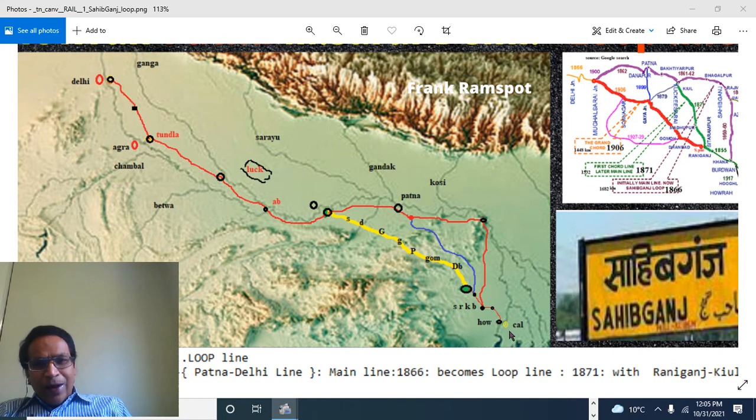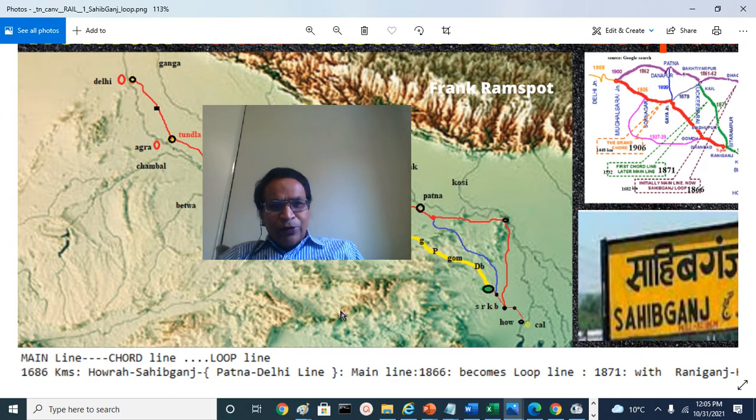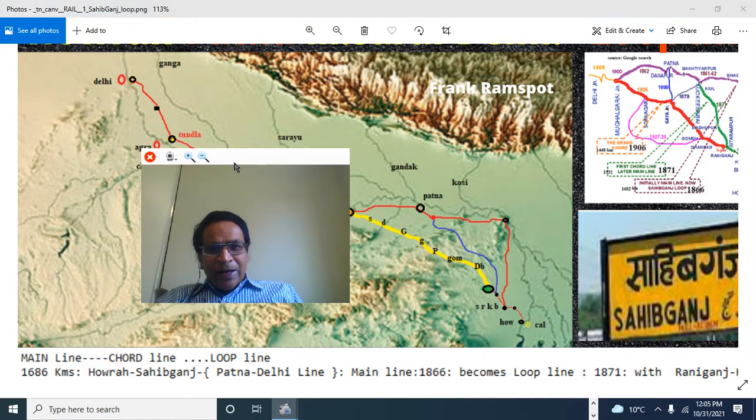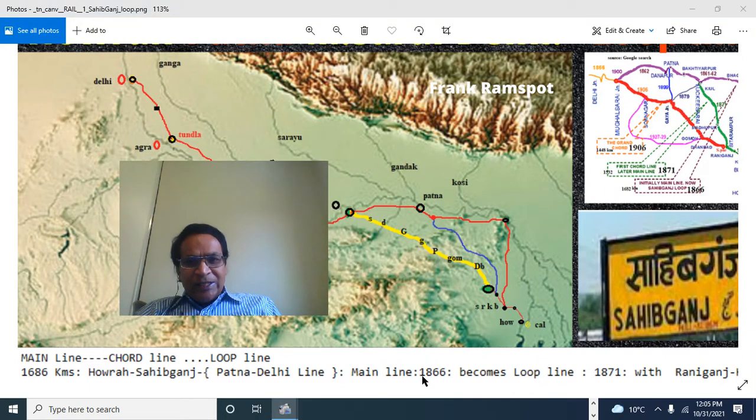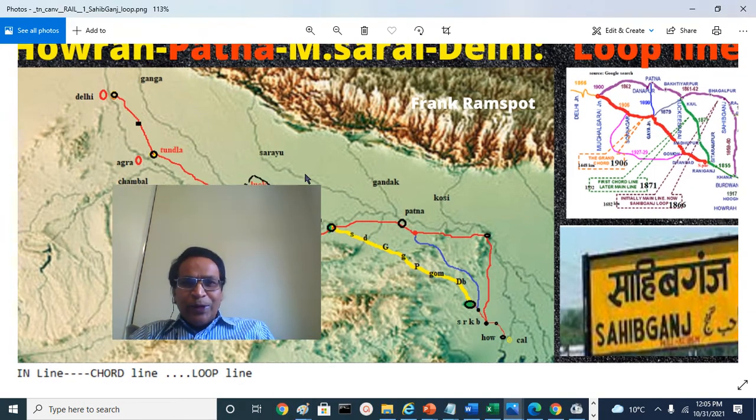The Howrah-Delhi line was built via the Sahibganj Loop, that is around 1686 kilometers, and it was completed in 1866. That was called the main line. There is only one line.